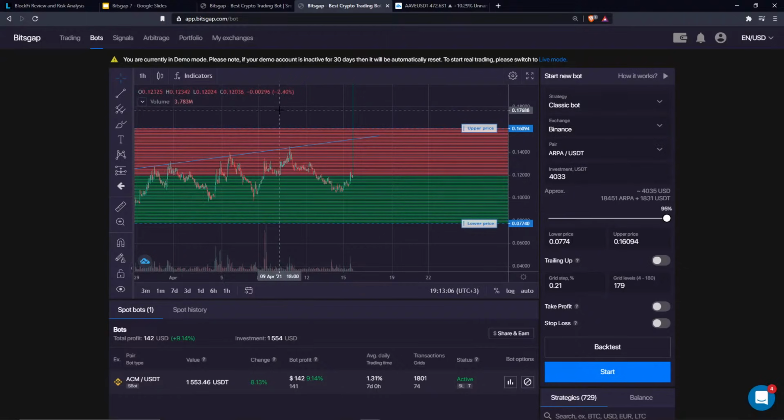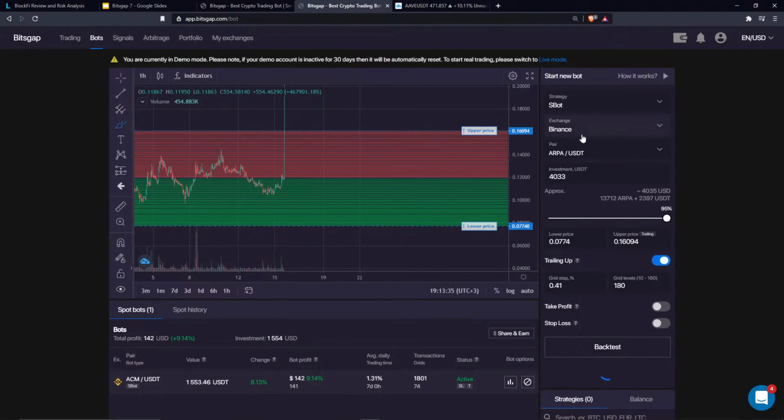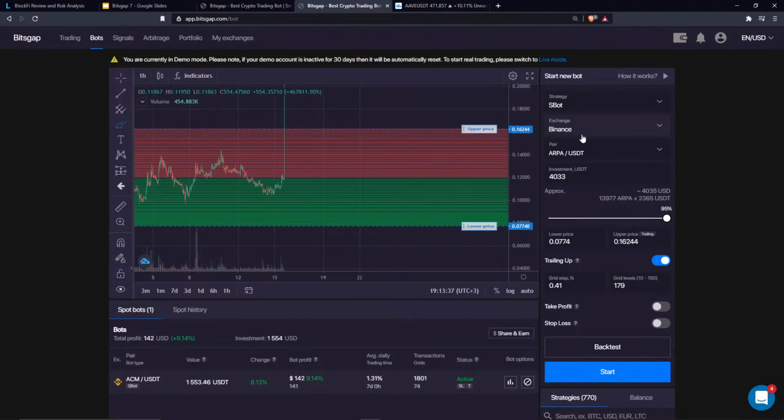So if you, on the other hand, think that the price is gonna appreciate, so it's gonna move like this, and it's gonna break the resistance line, and it's gonna establish new higher highs, then stick with the classic bot. Because basically the classic bot distributes your investment in a way that it buys more as the price goes higher. Whereas in case of the SBot, it always spends the same amount per each grid level.